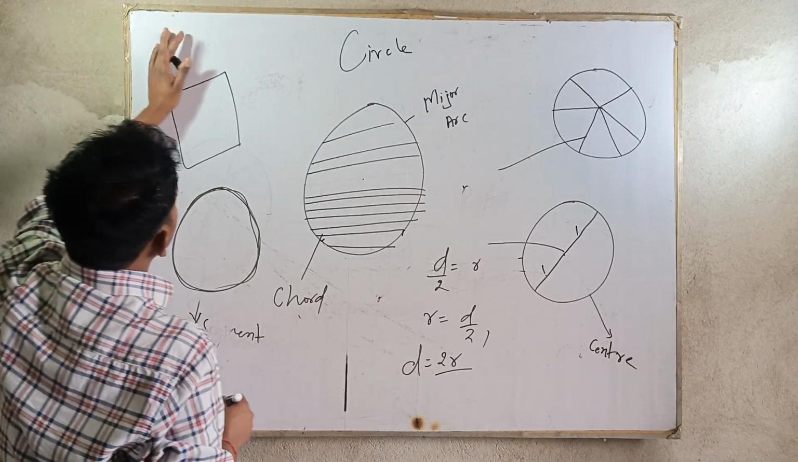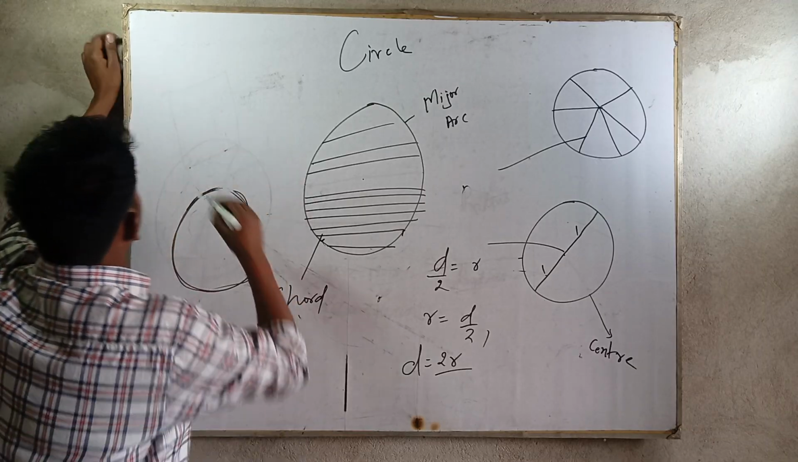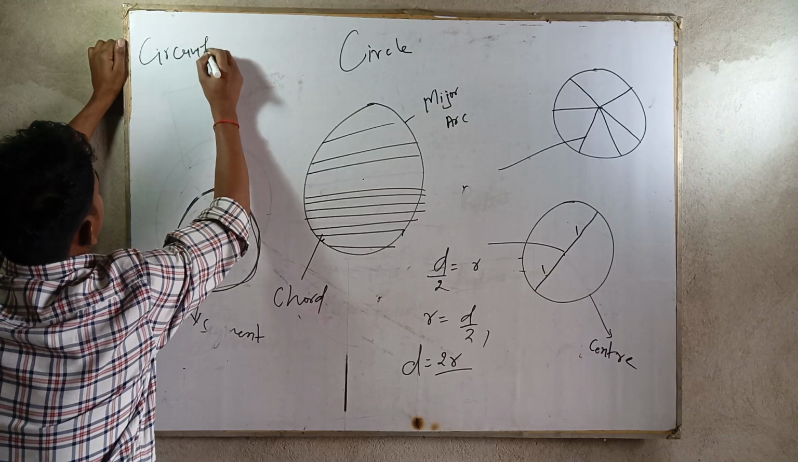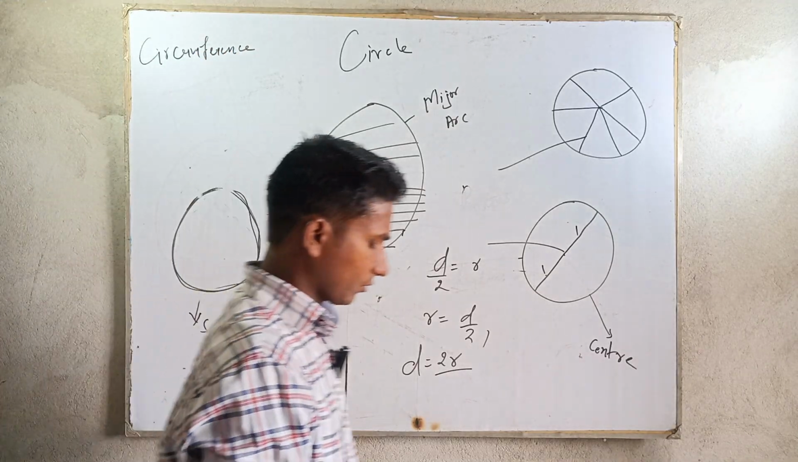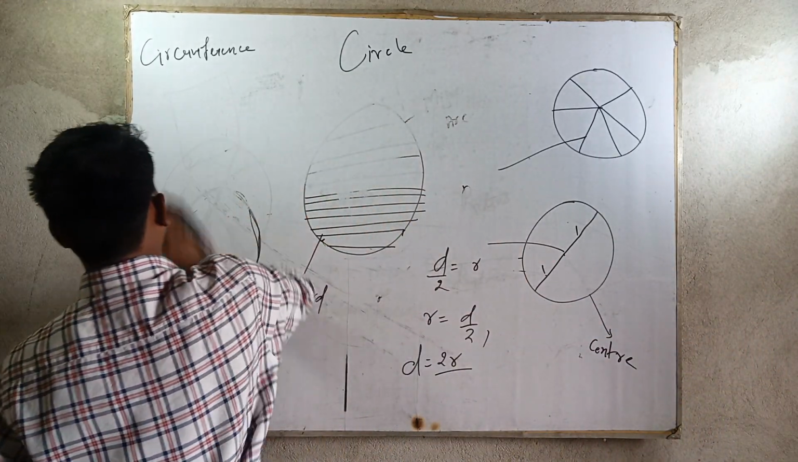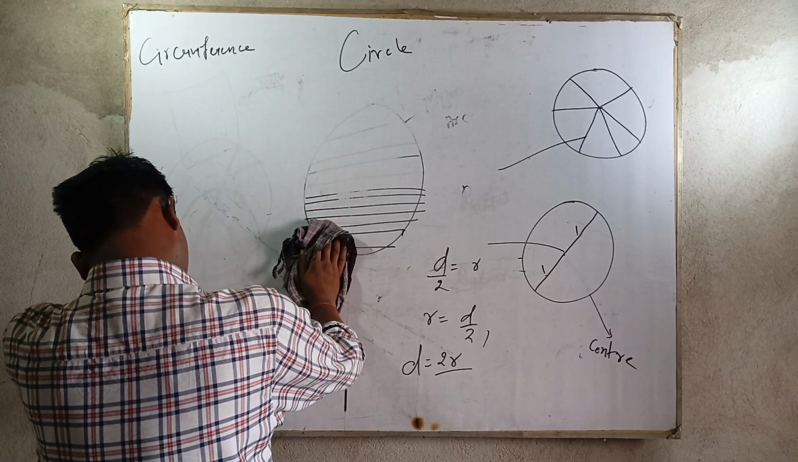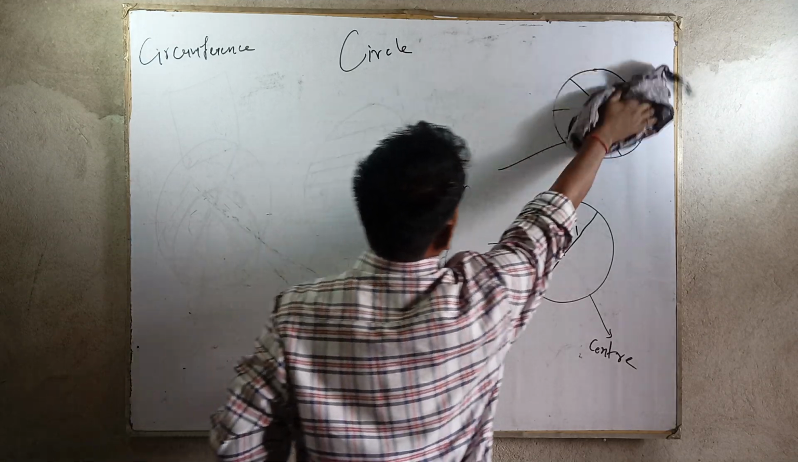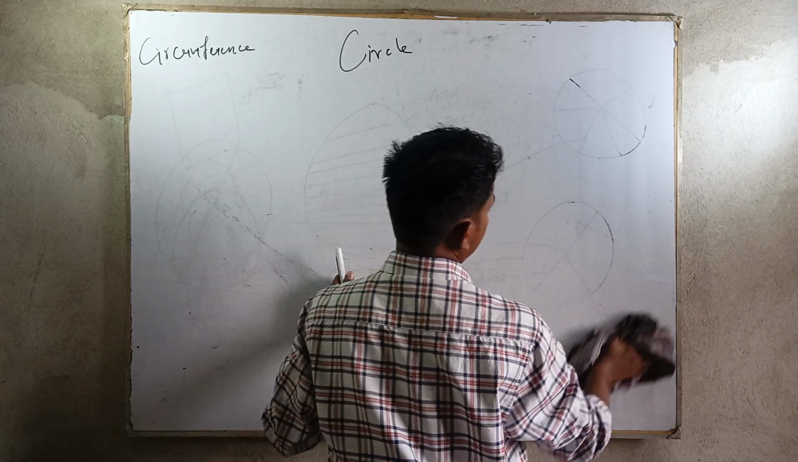So I need to explain the circumference of a circle.